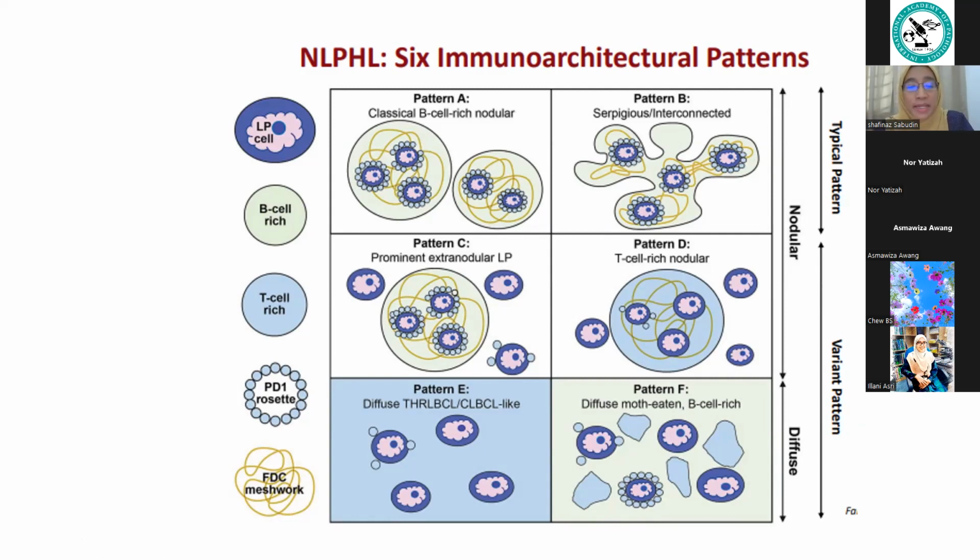So just bear in mind that some of the variant patterns are very similar and have overlapping features with T-cell histiocyte-rich B-cell lymphoma, especially pattern E. And on clinical presentation also, they present with higher stage disease, with a higher rate of relapse and progression to a higher grade of B-cell lymphoma.